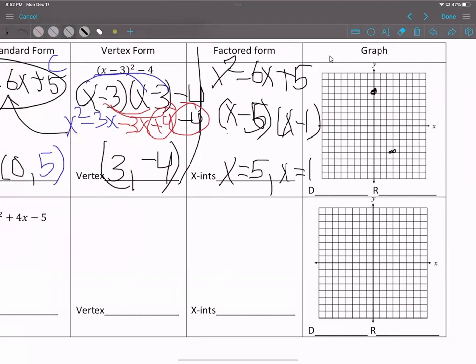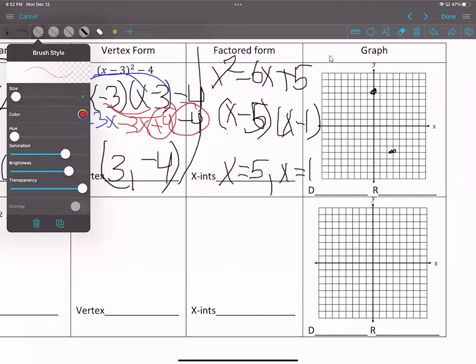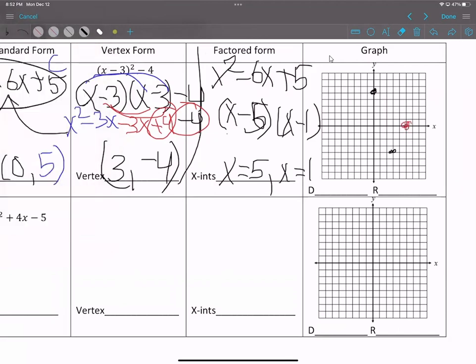And then we can plot the x-intercepts as well. So we'd have an x-intercept at 5. I hope I didn't miscount any of these dots. And x equals 1. And that's usually probably enough points to see what's going on. Like a graph would look something like this.